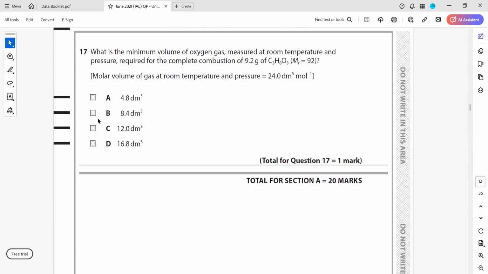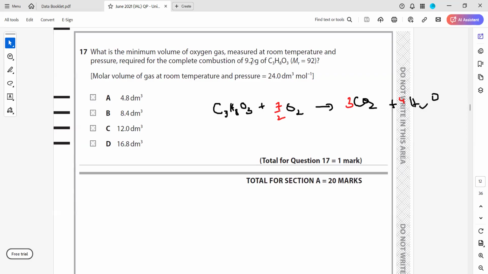What is the minimum volume of oxygen gas, measured at room temperature and pressure, for the combustion of 9.2 gram of this compound, C3H8O3? C3H8O3 plus O2 will give CO2 plus H2O. Always write a balanced equation. 3 carbon are needed here, 8 hydrogen, so this should be 4, and oxygen 6 plus 4, 10. 3 are already there. So how many do I need? 7 by 2, because I need 10 total.